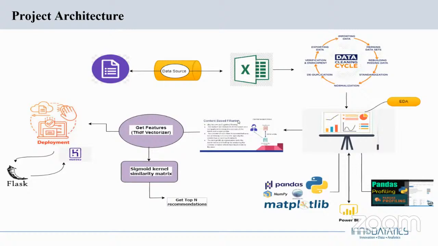After that, we moved on to the model building part, where we used content-based filtering to build our model, and we took the data as a Word document, the categorical features, and we made them into TF-IDF features in numerical form. After that, we mapped the vectors with the help of a sigmoid kernel to get the top N recommendations.